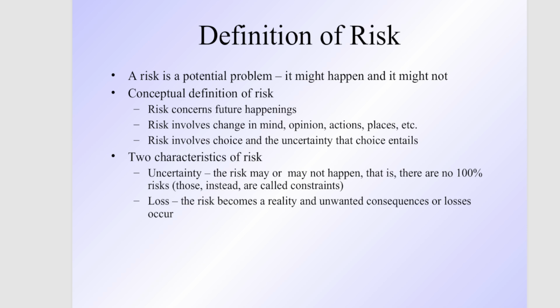Then we come to two standard characteristics that we have talked about. One is called uncertainty. The risk may or may not happen. That is, there is no 100% risk. It can happen, it may not happen totally, right? And whenever there is a risk, there is a loss. Now the loss can be in terms of cost, in terms of time, in terms of human beings, but there is a loss. So this was the basic definition about risk.